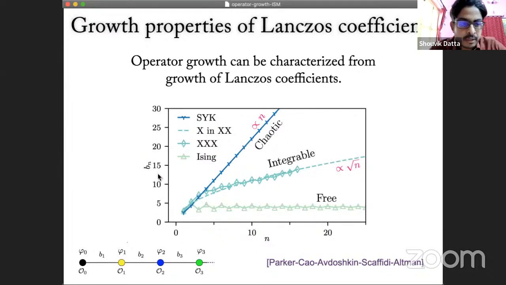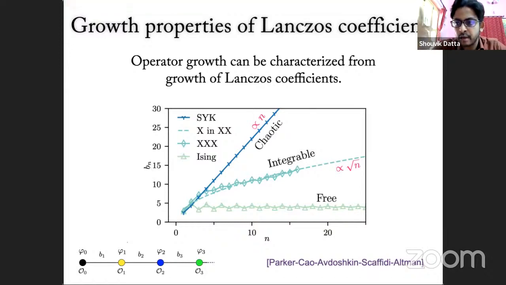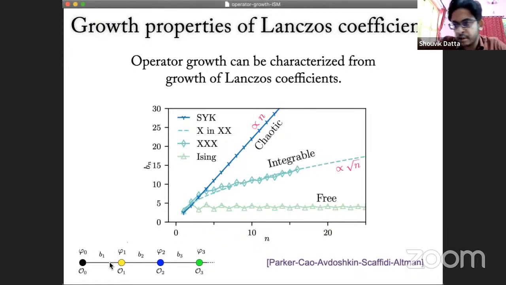So it can be seen that you can look at the asymptotics of the Lanczos coefficients at large n, which means further along this chain. And what happens is that in chaotic theories like the SYK model, it has linear growth, whereas in integrable models, like some integrable spin chains, it grows as the square root of n. And in free theories, like the Ising model with no magnetic fields turned on, it saturates to a constant.